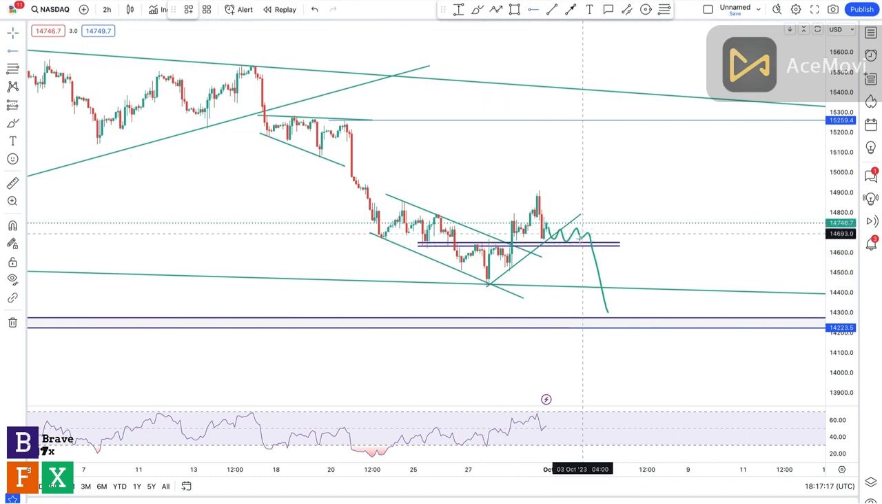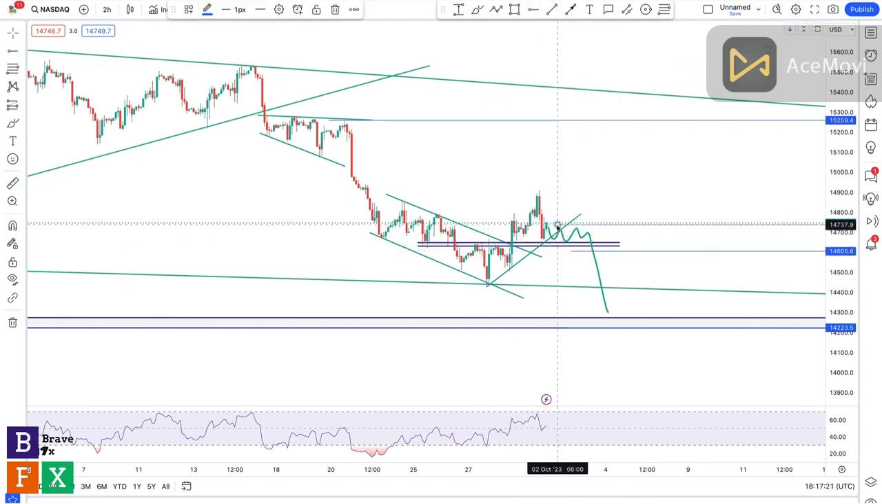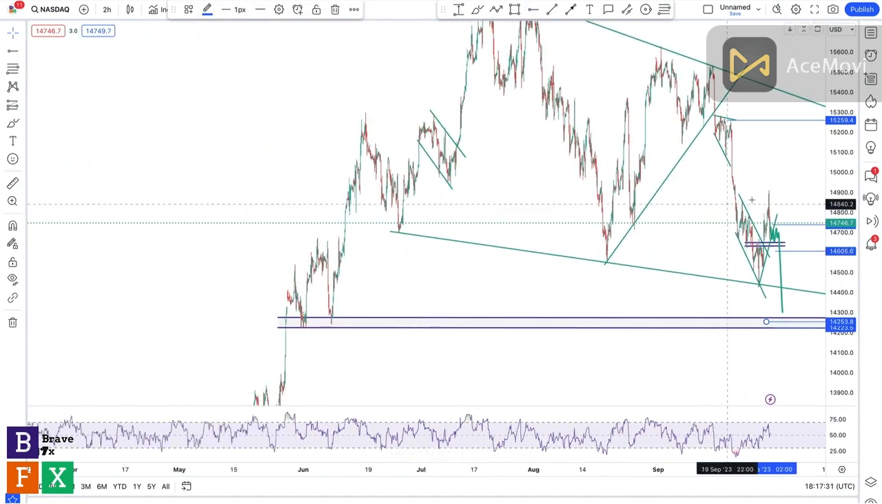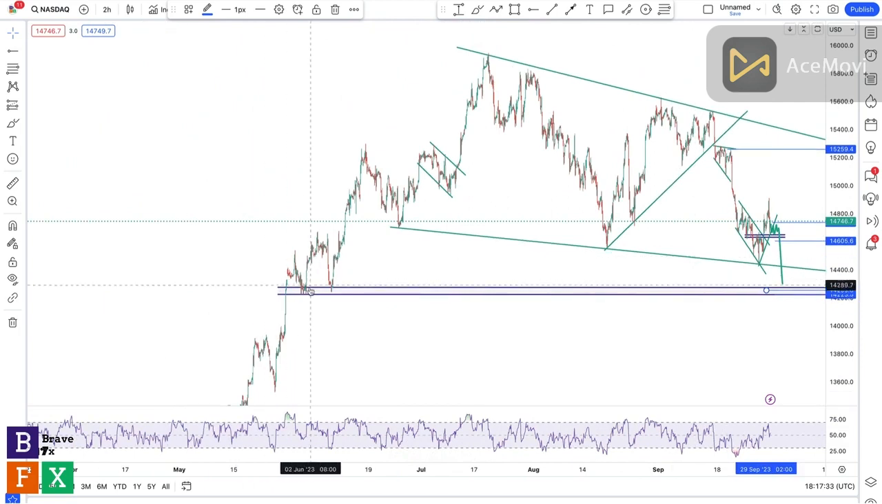So my short position will be at the breakout, SL will be above the consolidation leading to the breakout, and my first target is going to be around these lows. So the reason why my target is going to be around these lows is because if you zoom out rather, you see we had two bounces off of these price levels in May of 2023.